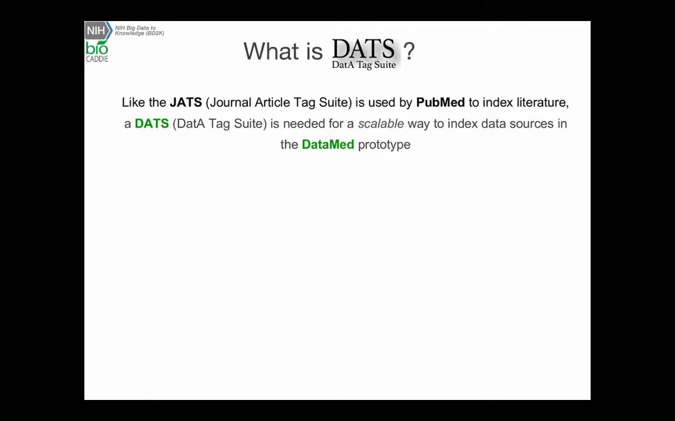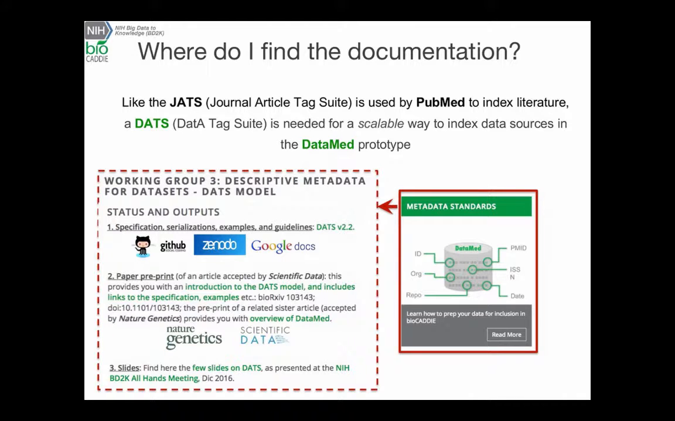DATS is needed for a scalable way to index the information. So the work that we are presenting today has been published and released in various forms. Most presently we've been using GitHub to do all the development, and every release point has been made available with a DOI through the Zenodo repository.